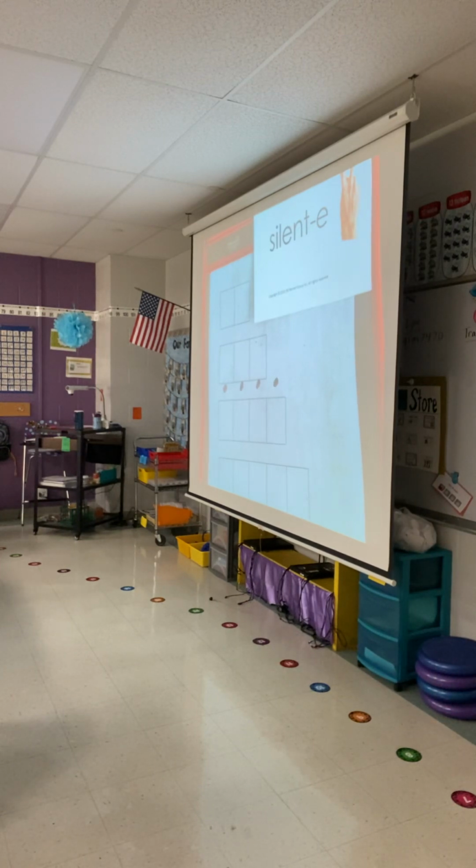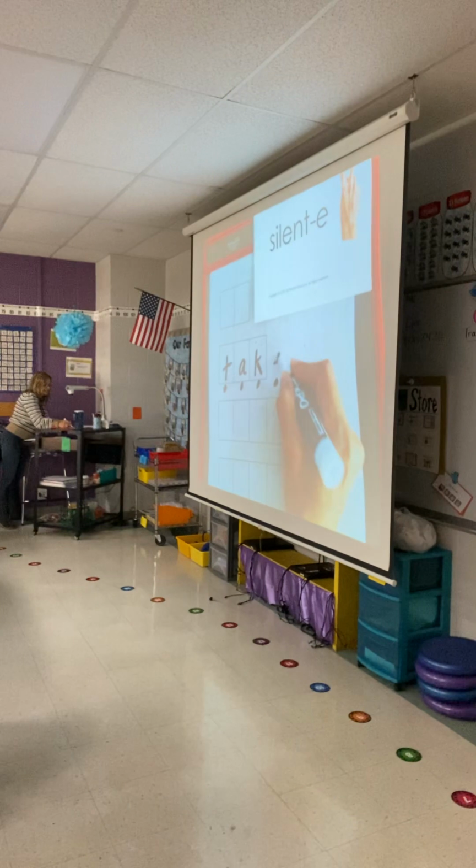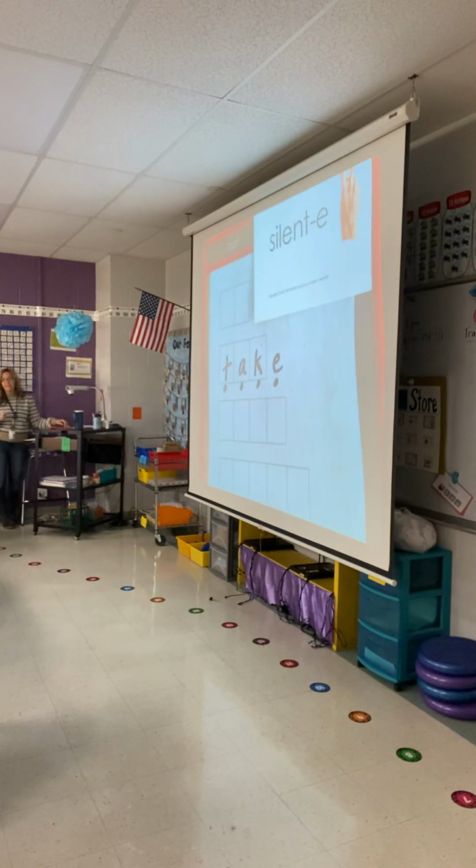A, take. All right, let me show you how this word should look. A, take, with that silent E at the end. And again, if you hear a long vowel followed by the K sound, it is made by the KE. All right, let's erase our boards and go back to the line side.